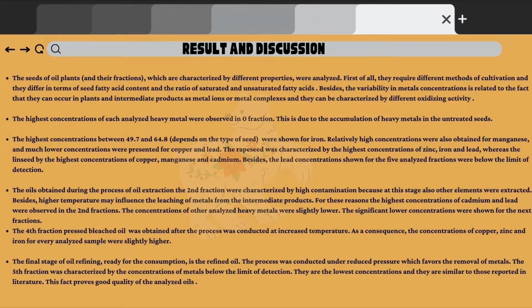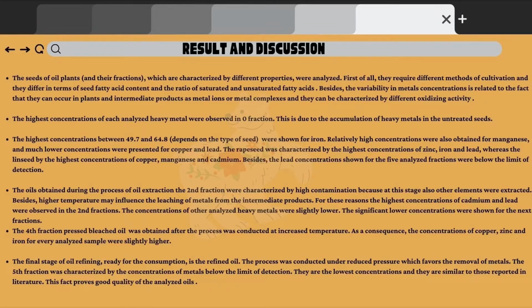Next, the oil obtained during the process of oil extraction, the second fraction, was characterized by high contamination because at this stage also other elements were extracted. Besides, higher temperature may influence the leaching of metal from the intermediate product. For this reason, the highest concentration of cadmium and lead was observed in the second fraction. The concentration of other analyzed heavy metals was slightly lower. A significantly lower concentration was shown for the next fraction.